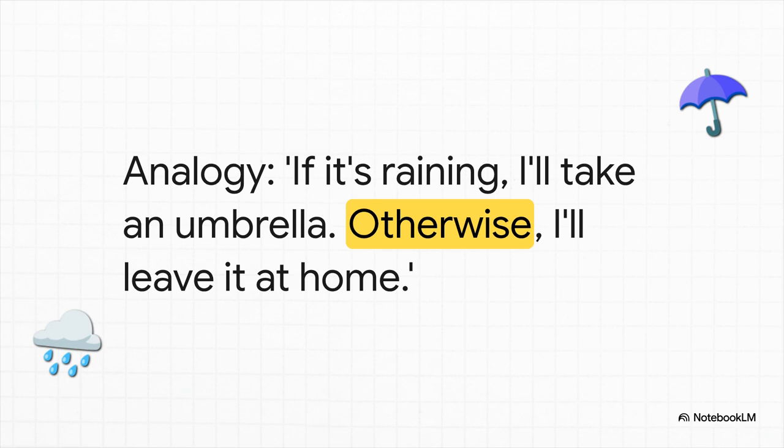You know, it might sound complicated, but I guarantee you do this 1,000 times a day without even thinking about it. It's like this. If it's raining, I'll grab an umbrella. Otherwise, I'll just leave it at home. See, you're checking a condition, the rain, and then you're acting based on the outcome. That simple, everyday logic, that's exactly what we're about to teach our code.